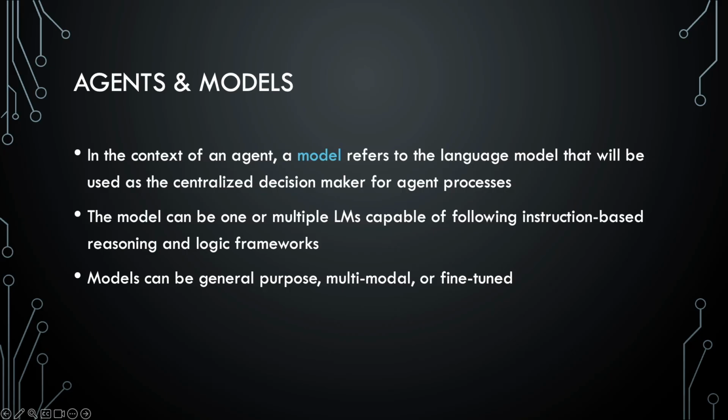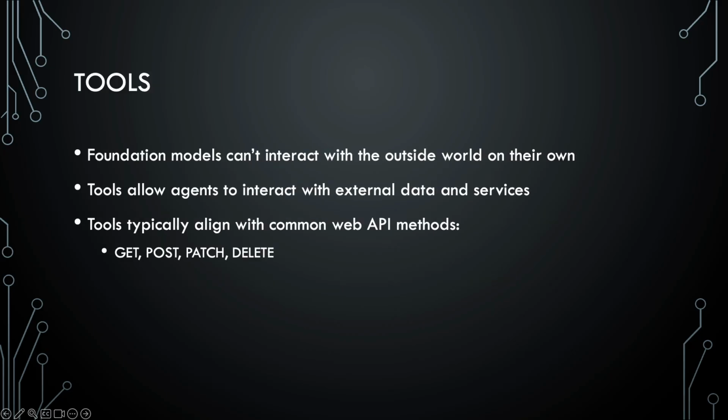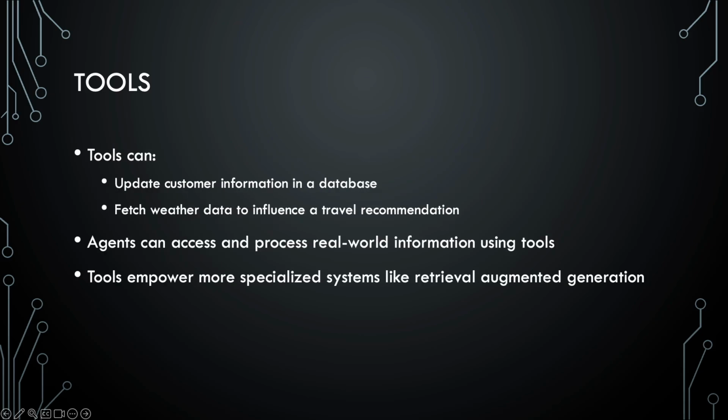On their own, foundation models can't interact with the outside world. In order for our agents to be able to take actions in the world outside of the foundation model, we provide the agent with a set of tools to use. Tools are what allow an agent to interact with external data and services, and enable web API operations, including get, post, and delete requests. Some examples of tools are microservices that update customer information in a database, or a function that can make a request to a weather data service to influence a travel recommendation. Tools are the way that agents access and process real world information, and they also empower more specialized systems like RAG.